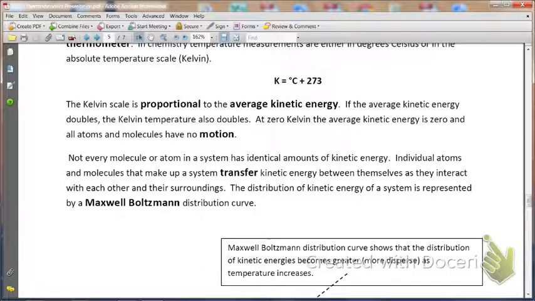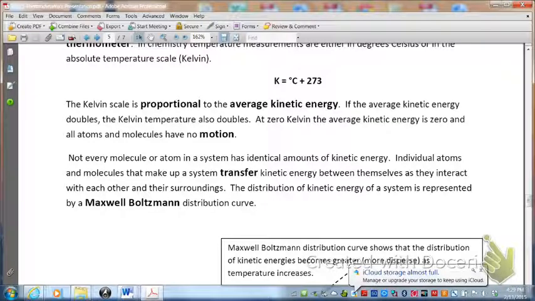All right, so what else is important about temperature is to focus on what we mean by average kinetic energy. You have to make sense of this: when you're looking at a system, we're looking at hundreds, if not trillions, of atoms or molecules, particles in general. So not all of the atoms or molecules in a system are going to have identical amounts of kinetic energy. Individual atoms and molecules that make up a system are going to transfer kinetic energy between themselves as they interact with each other and their surrounding environment.